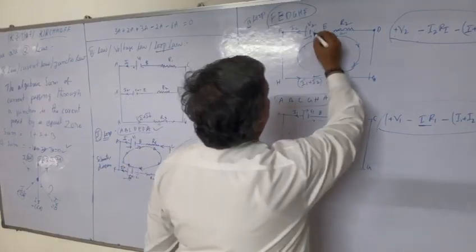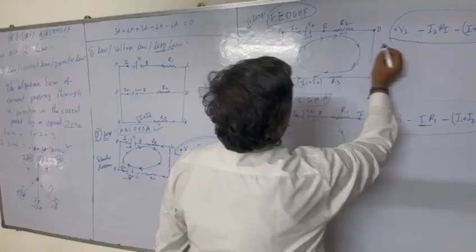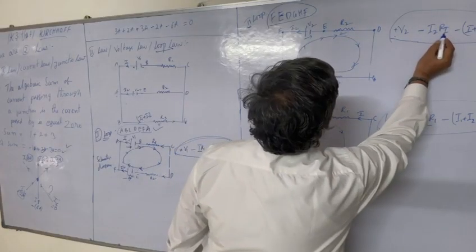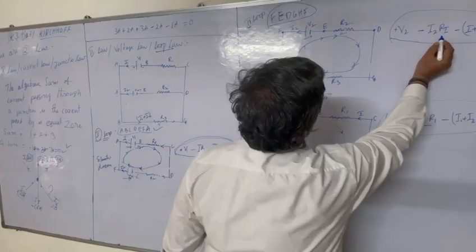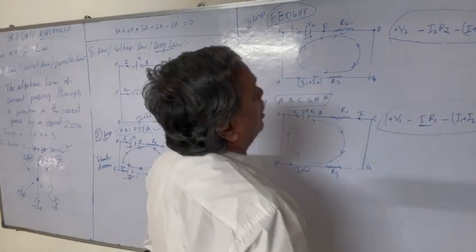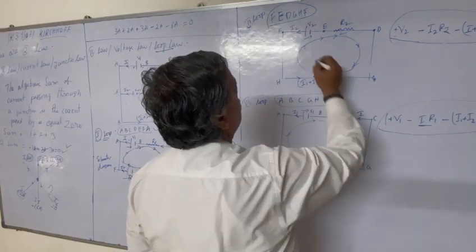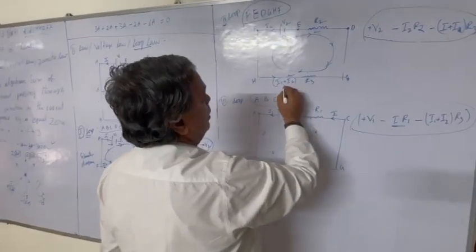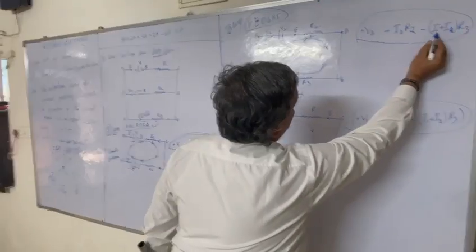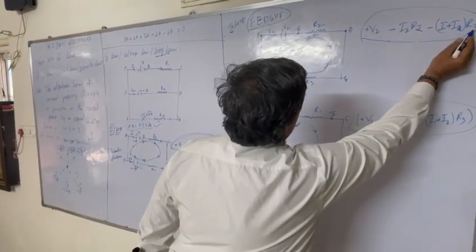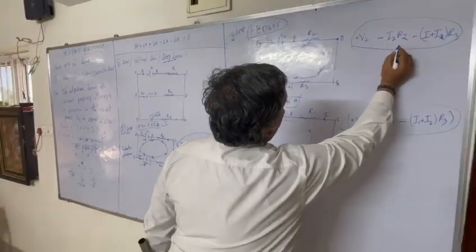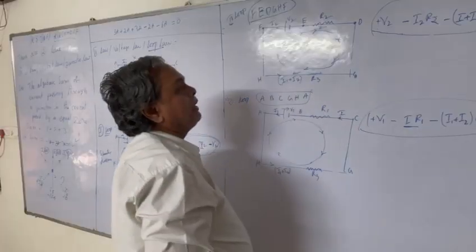That's why you write: the first element is V2, and the second element is I2 R2. And here both currents will flow this side, so I1 plus I2 times R3. This is voltage, and this is also voltage. Voltage is equal to I times R.